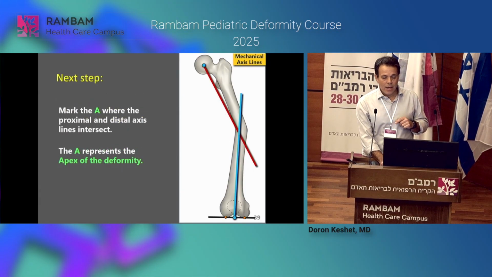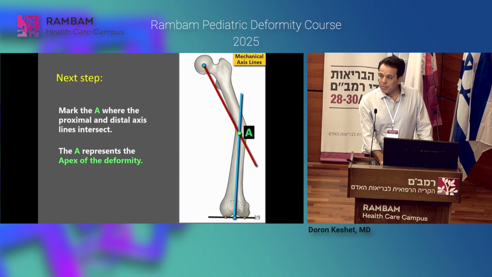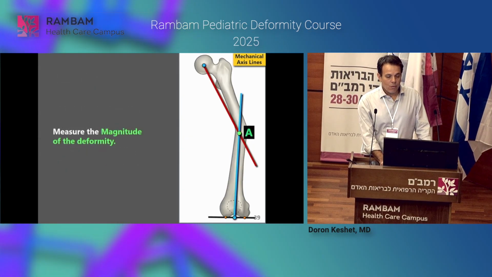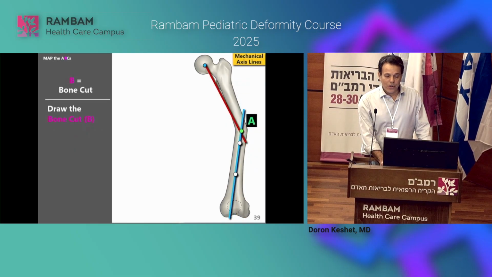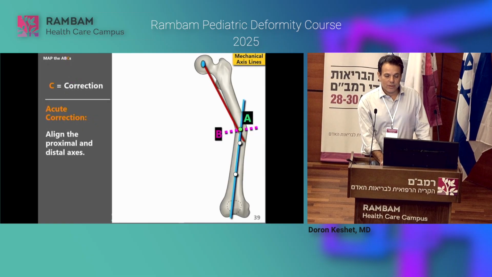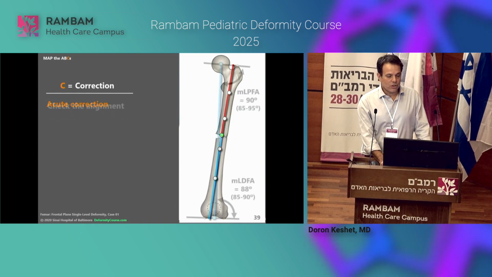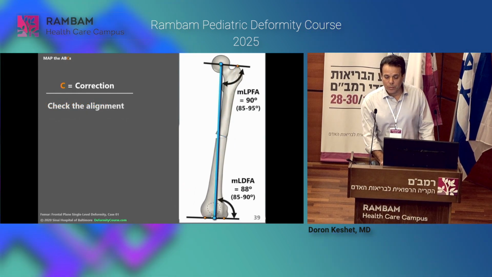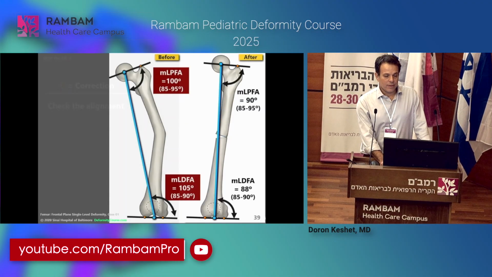So our next steps: we mark where the proximal and distal axis lines intersect. That represents the apex of the deformity, as we learned before. We measure the magnitude of the deformity. It's 30 degrees in this case. We mark the bone cut. That's the B. And we align the proximal and distal axes. In this case, it was an acute correction. We check the alignment, and now we have normal LPFA and distal femoral angles. And that's before and after the correction.